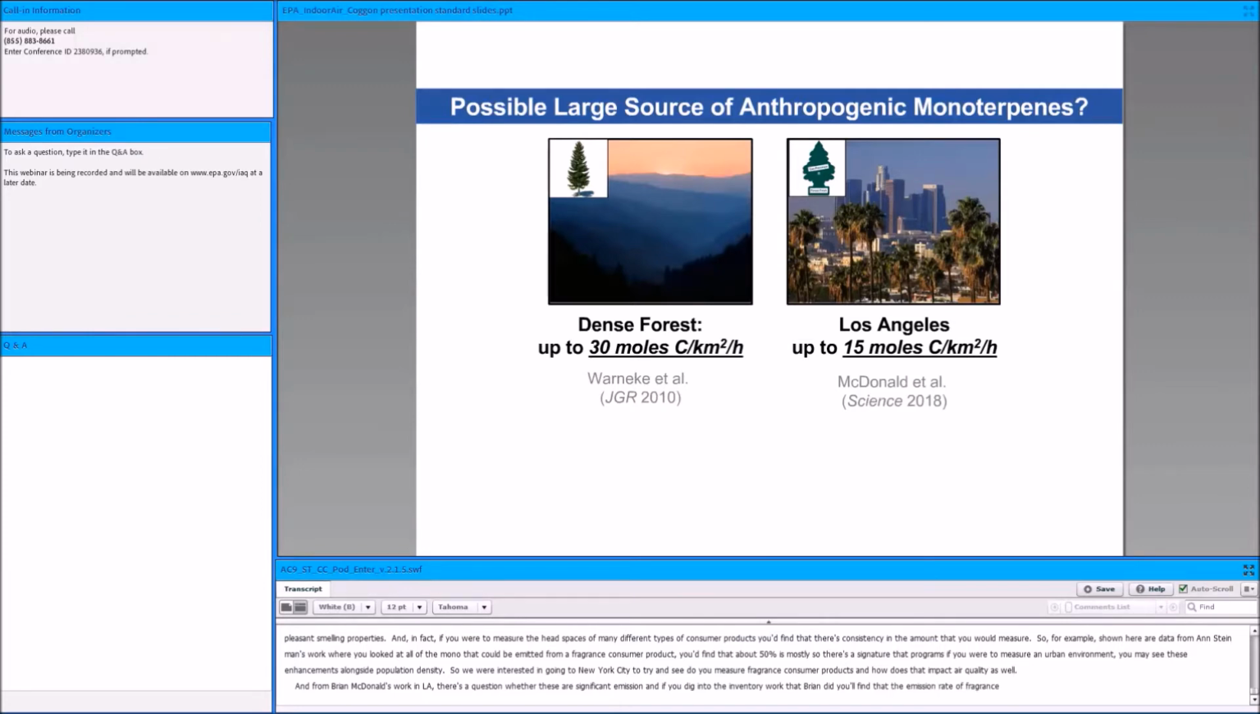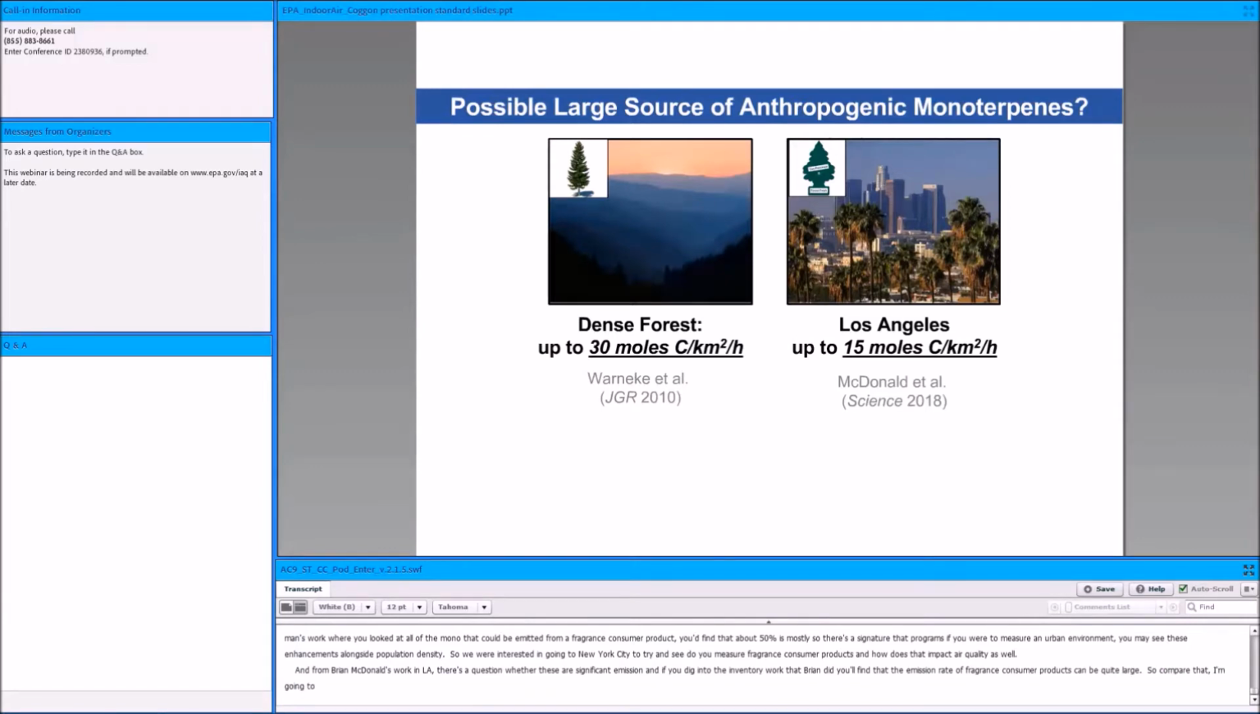To compare that, I'm going to show you monoterpene emission rates estimated from Brian's work compared to what you might expect from a dense forest. So typically monoterpenes come from biogenic sources. Like I showed you, we extract them from biogenic sources and add them to fragrances.